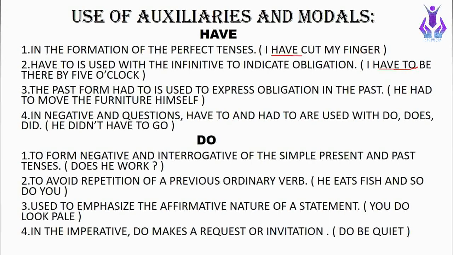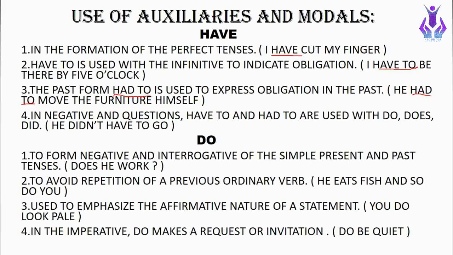The next one is the past form, had to, which is used to express obligation in the past. The past form of have is had. We use had to express obligation in the past, because have is used in the present tenses and had is used in the past tenses. We see it from the example: he had to move the furniture himself. Here had to is used as a past form of have, to express obligation in the past.